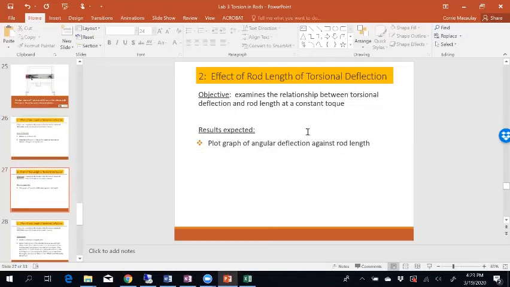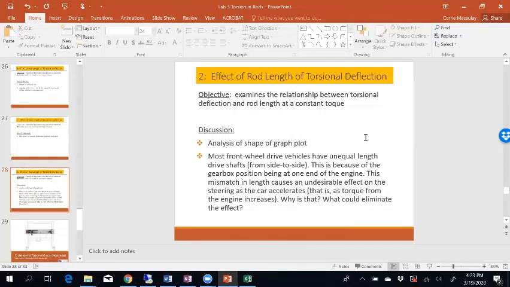And I want you to plot angular deflection against rod length, right? And these are the discussions, right? What is that graph telling you? Actually look at the graph. Maybe the trend. What does the graph mean? What is the graph saying, right? So tell me about the graph. And another concept question, right, that I want you all to discuss and talk about is this right here.